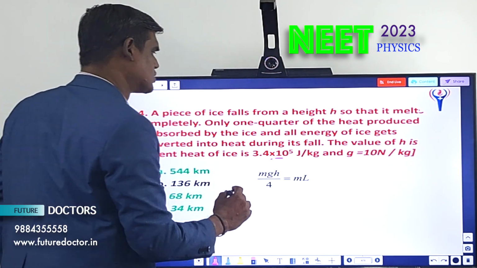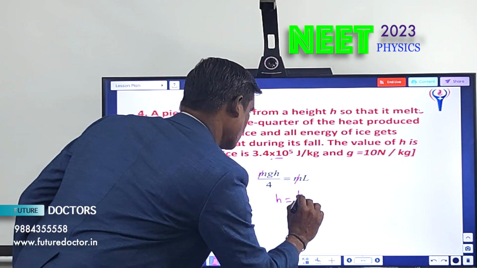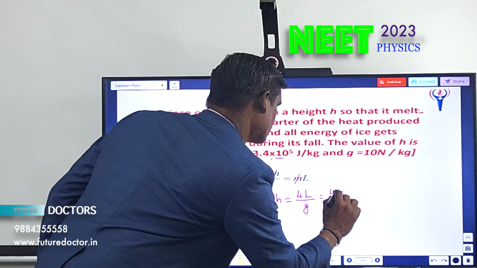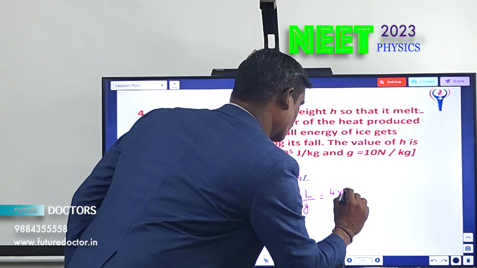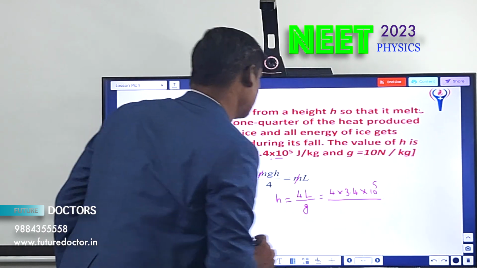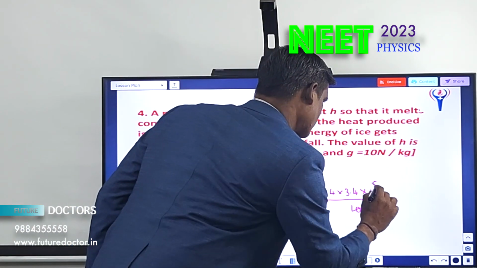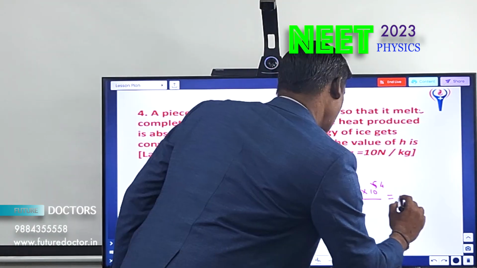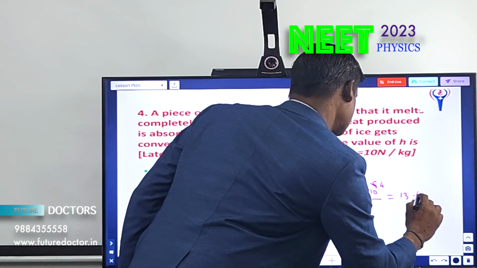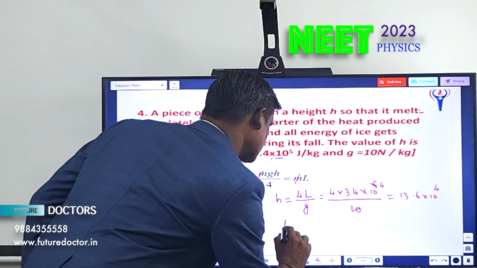Here you want to find h only. m and m get cancelled. Then h equals 4 into L by g. That is equal to 4 into L. What's the value of L? 3.4 into 10 power 5 divided by g, 10. On simplifying this, we get 10 power 4 and then 4 into 3.4 is 13.6, so 13.6 into 10 power 4. That is 136 into 10 power 3.